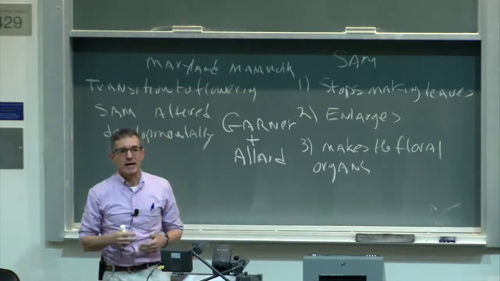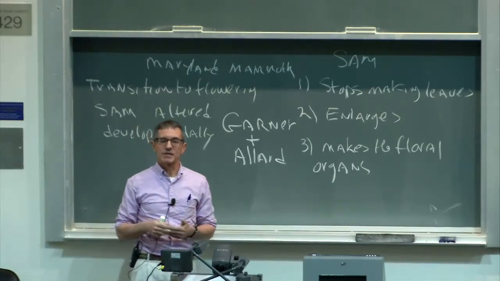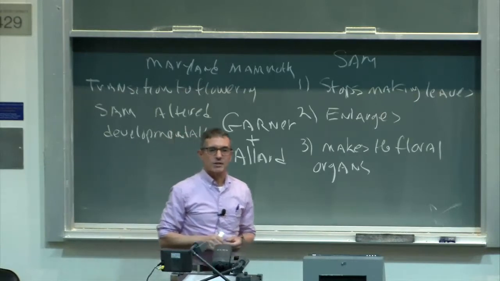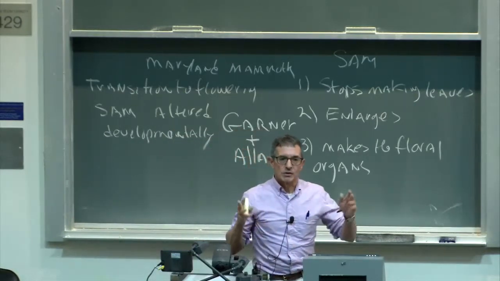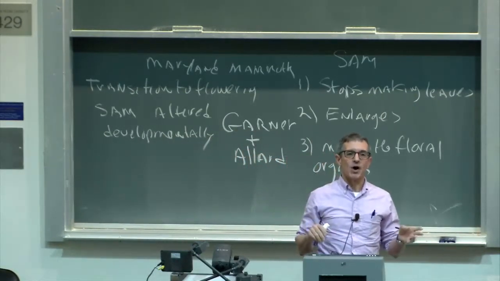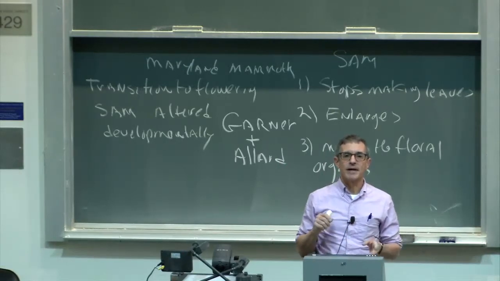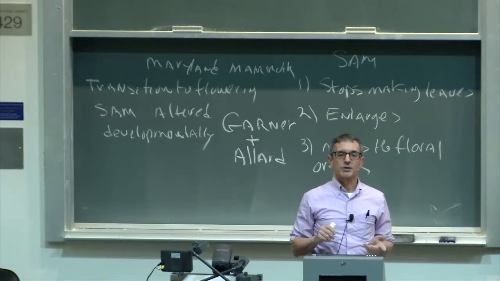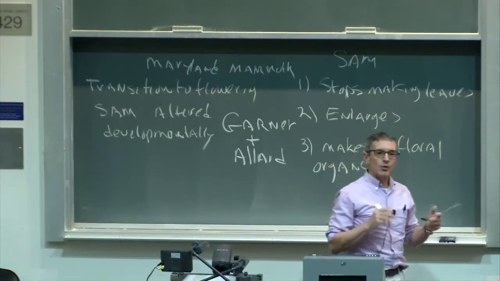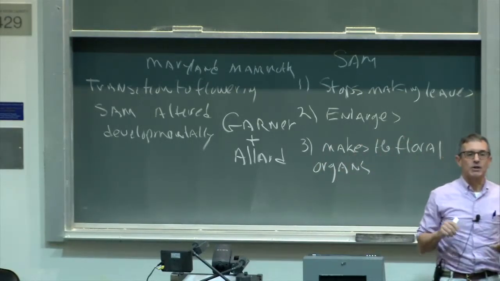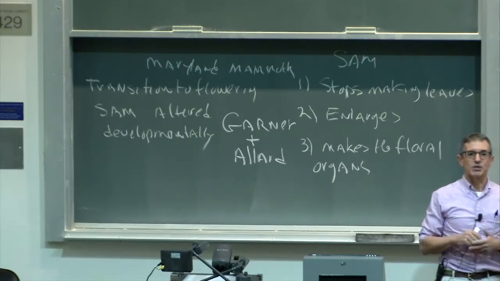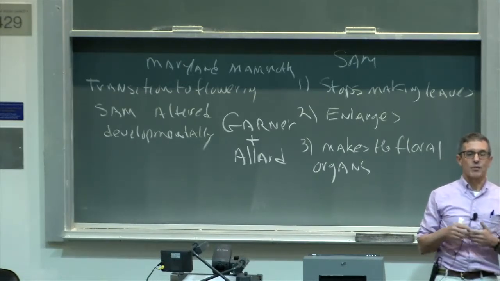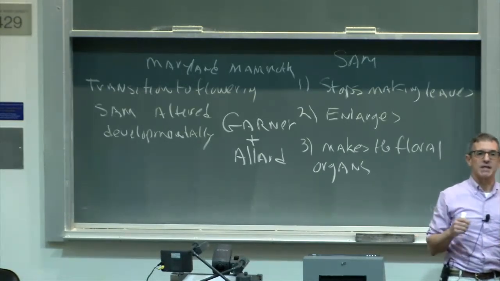So after about 2 or 3 years of this lack of success, what Garner and Allard did is they spied the plants growing in the field in August, and rather than allowing the plants to be killed by the frost again, they dug them up and brought them into the greenhouse. And in the greenhouse, they were able to show that the plants went on to flower. They were able to produce flowers and seeds.